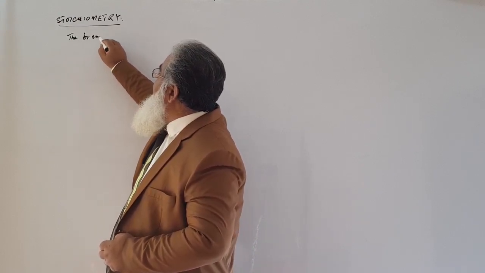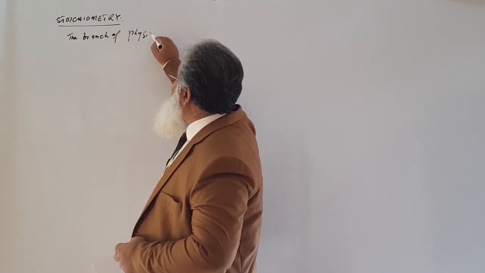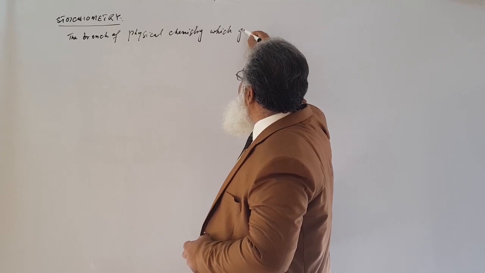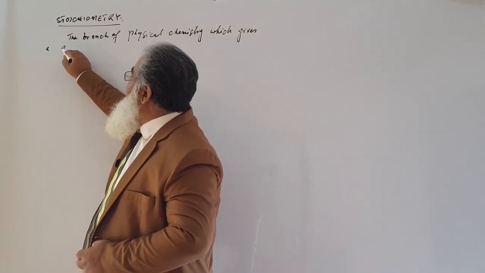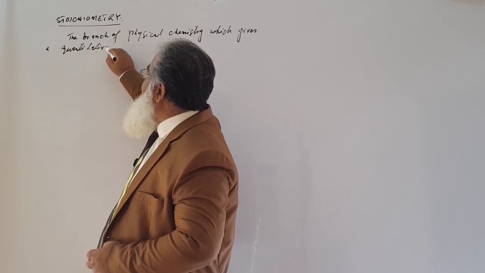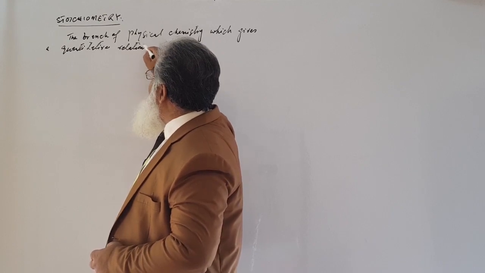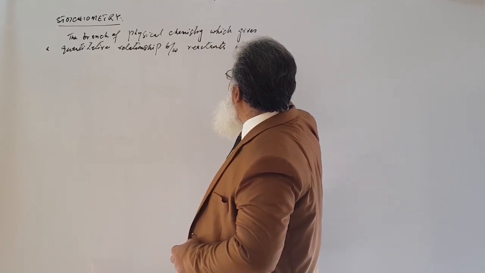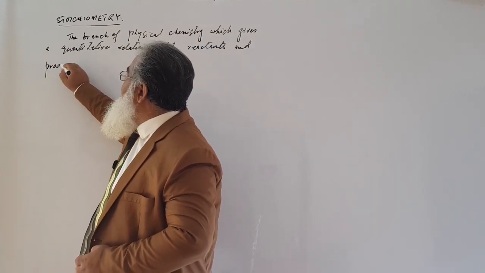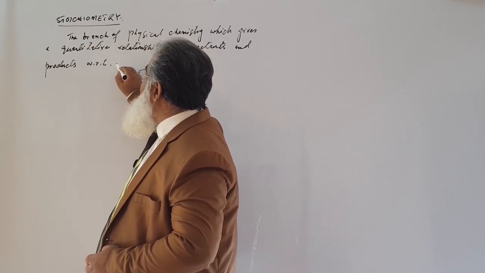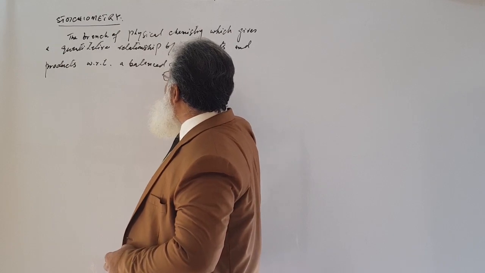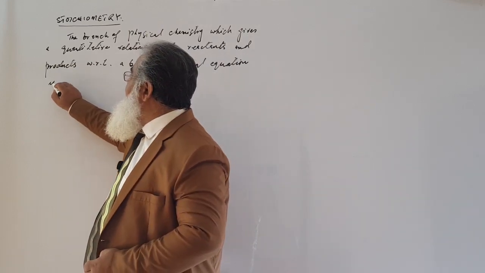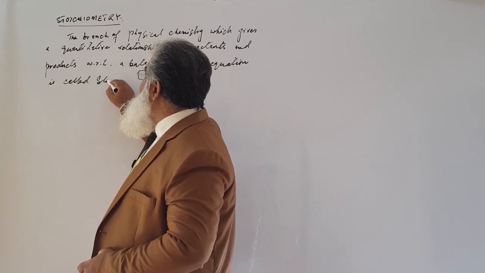the branch of physical chemistry which gives a quantitative relationship between reactants and products with respect to a balanced chemical equation is called stoichiometry.